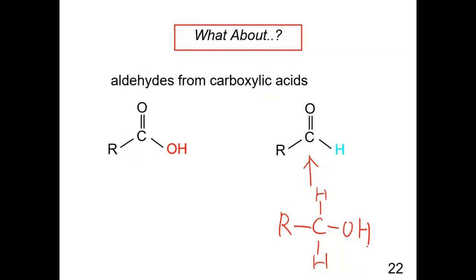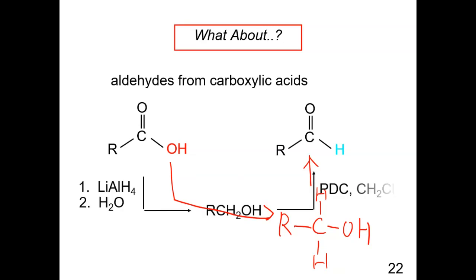If we have a primary alcohol, we can get the aldehyde by PCC or PDC, and we know that we could convert the carboxylic acid to a primary alcohol. So putting the two steps together, we can accomplish this conversion.